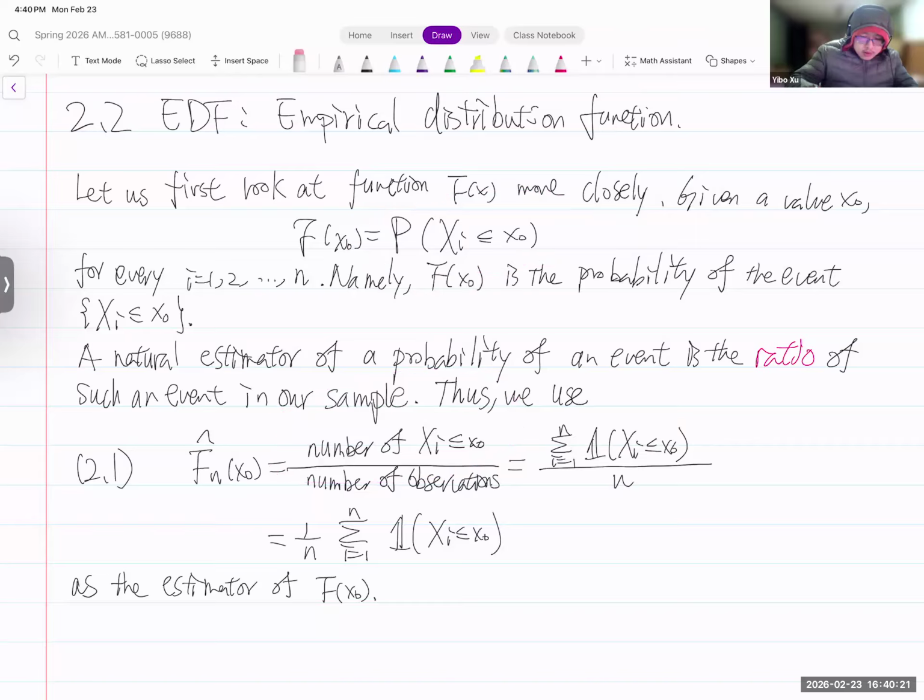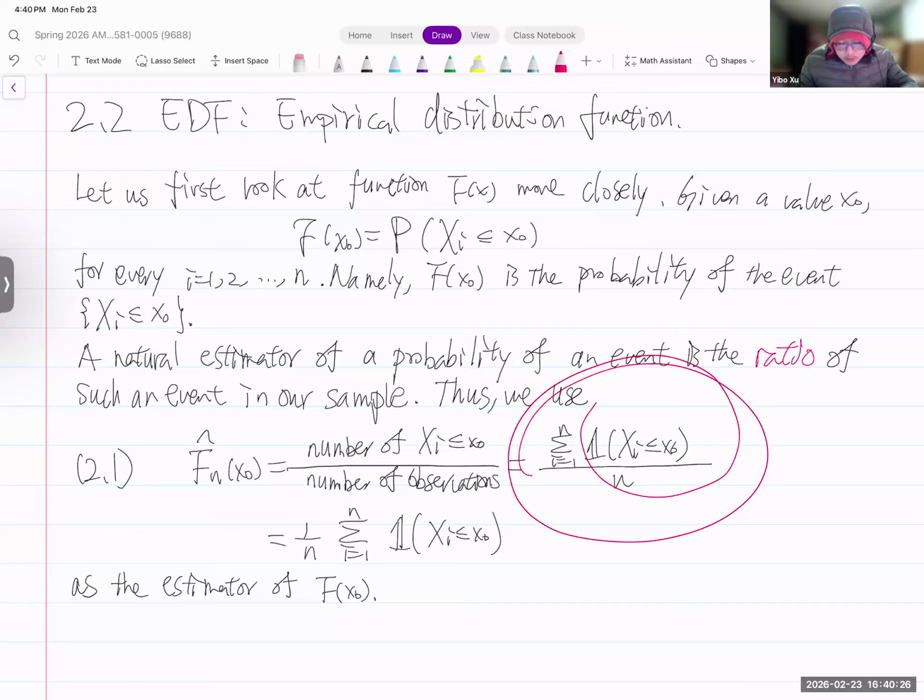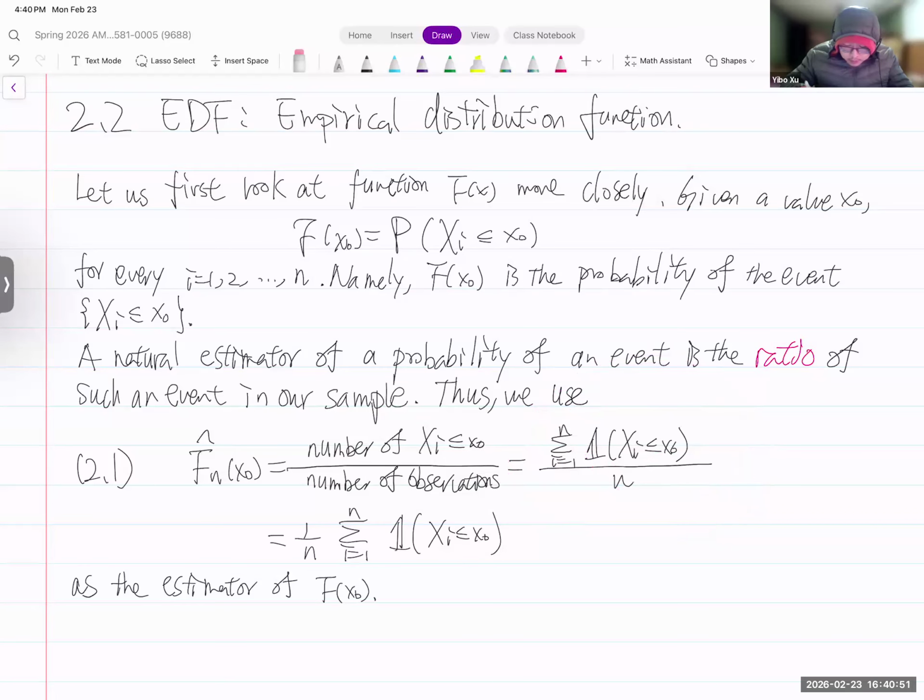So this is the ratio. Basically, you are counting. Here we have a bunch of indicator functions. Whenever your xi sample is upper bounded by x0, we indicate it as one, otherwise it gives you a zero. You sum these up, and that's exactly counting the number of samples at most x0. So this is a very good estimator.